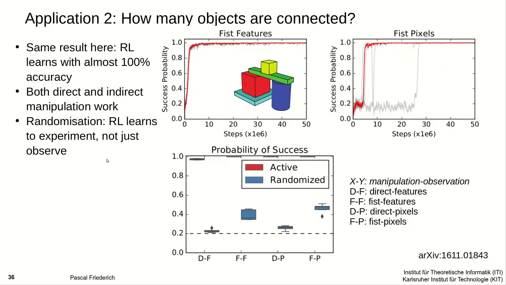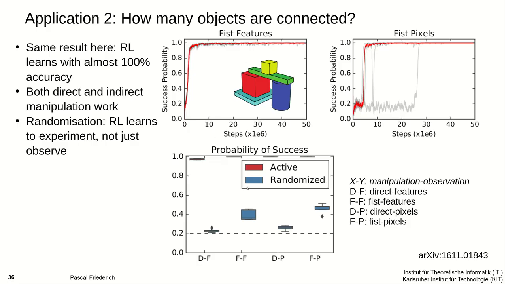Application number 2 was the question how many objects are connected, and basically it's the same result here. So here we only look at scenario 2.2. This is called the fist scenario, where basically we have this additional object, and this additional object can indirectly be moved in X and Y direction to manipulate the actual objects. And both in the feature representation, where all the object positions are given as observations, or the pixel, it learns very quickly to predict the correct outcome.